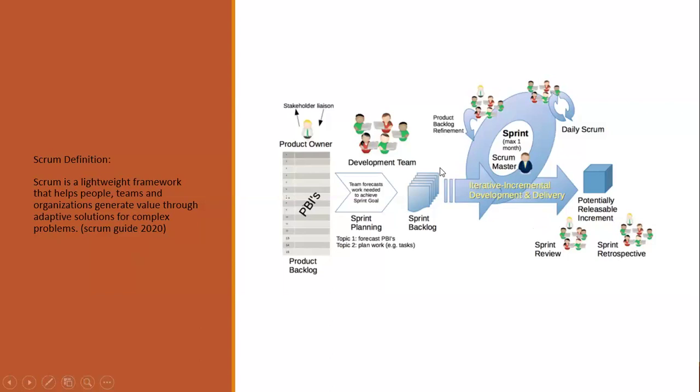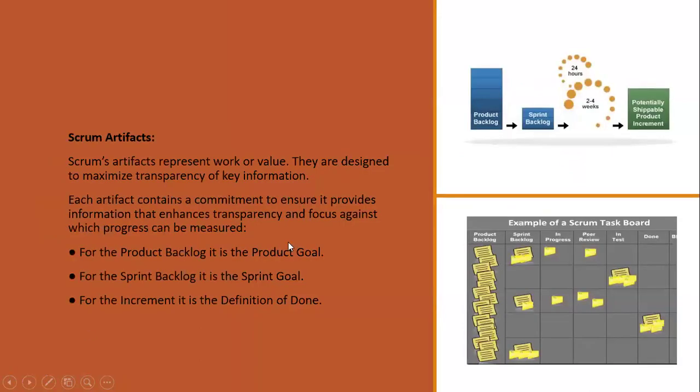Now, this is actually a more elaborate view of the product backlog and the responsibilities, like what I explained earlier. So I'll move to the next one now. In Scrum, we have Scrum events, and there's what they call Scrum artifacts, right? So what are these artifacts? In Scrum, we have three majorly. These artifacts represent work of value. They are designed to maximize transparency of key information.